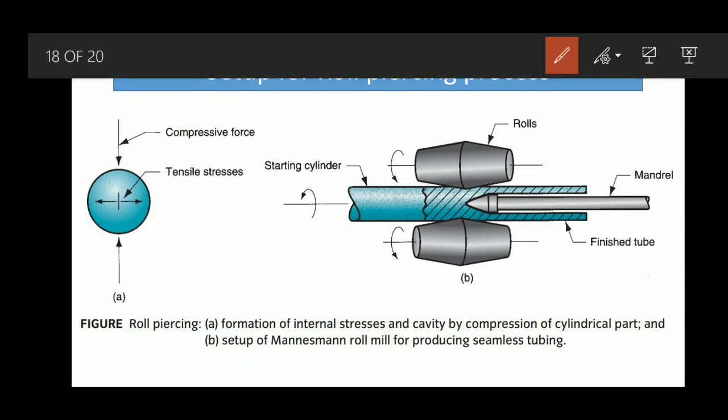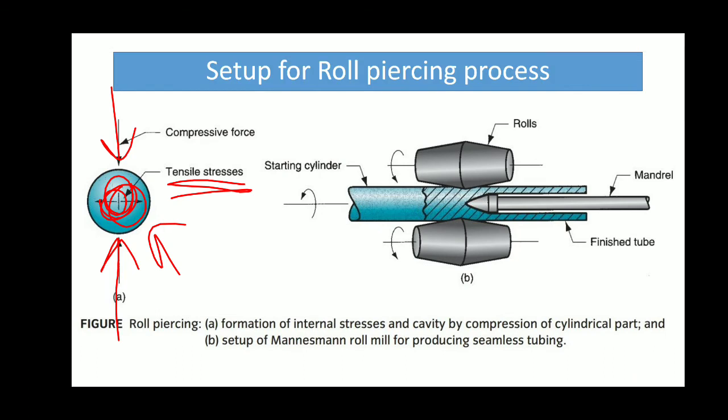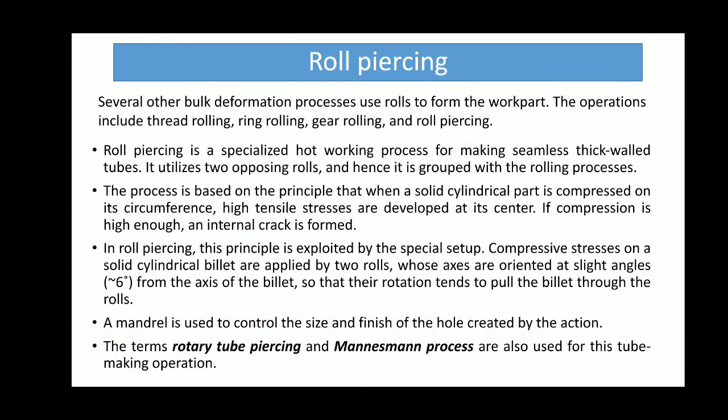So if a high compressive force is applied on the circumference of a solid cylindrical part, then due to that compression, some tensile stresses will be generated internally, and because of that the crack will develop there. So very high tensile stresses develop at its center, and if the compression is very high, an internal crack will be formed, okay.